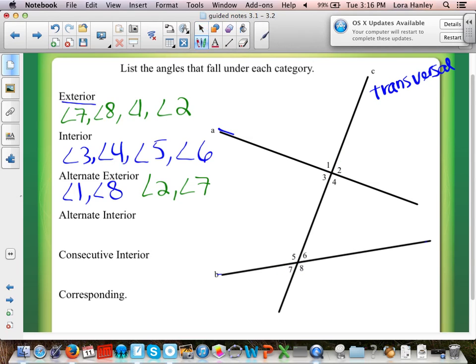We can also talk about alternate interior angles. So instead of them being on the outside of those lines, they will be on the inside. So if I choose angle 3, we again want to go across our transversal, but still be on the inside. So 6 would be alternate interior to 3. And we have 4 and 5 as well are alternate interior, across and on the inside.